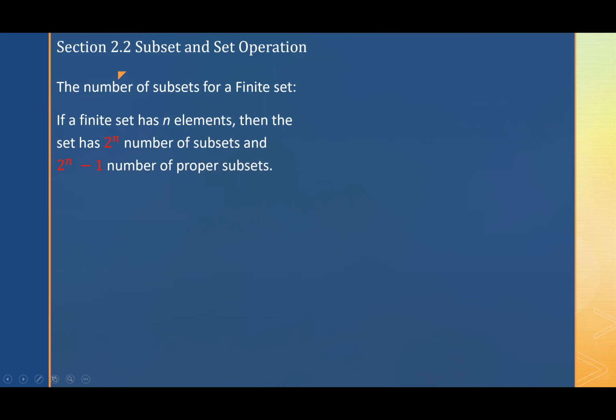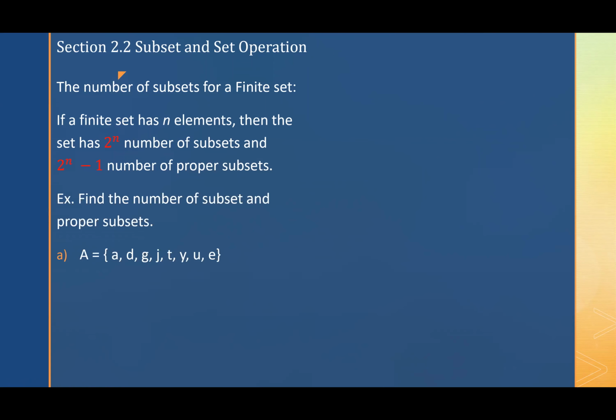And why is it 2 to the n minus 1? Hopefully you see that the reason we subtract 1 is because that 1 is the equal set. So looking at this here, let's say I give you this set A, which contains A, D, G, J, T, Y, U, E. The question I ask you is, how many possible subsets should I get? If you look at this, we know that we have 2, 4, 6, 8 elements.